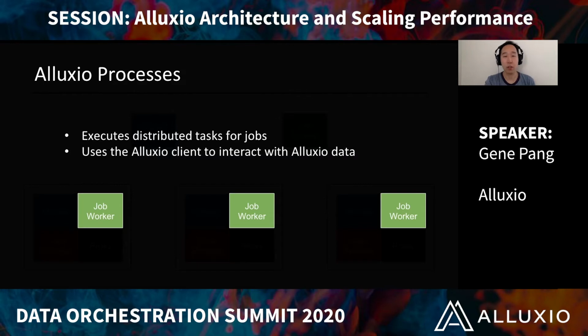And for the job workers, these are processes that actually do the work for the jobs, whichever jobs they might be. And so they run a lot of these parallel tasks on these processes, and they will interact with Alluxio via the Alluxio client.